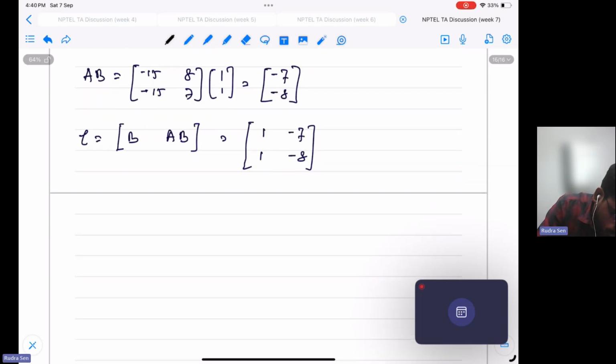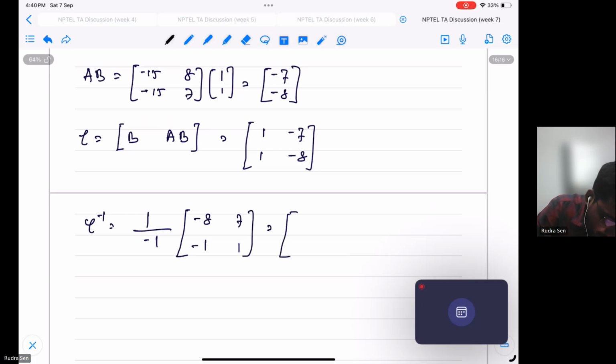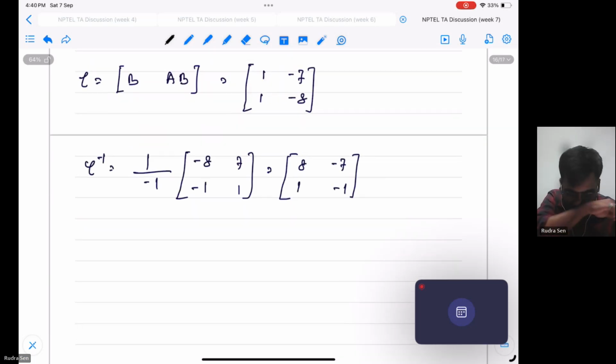So C inverse is one over the determinant of C, which is minus 8 plus 7, so minus 1, and the adjoint is [-8 7; -1 1]. So this is basically [8 -7; 1 -1]. This is C inverse.